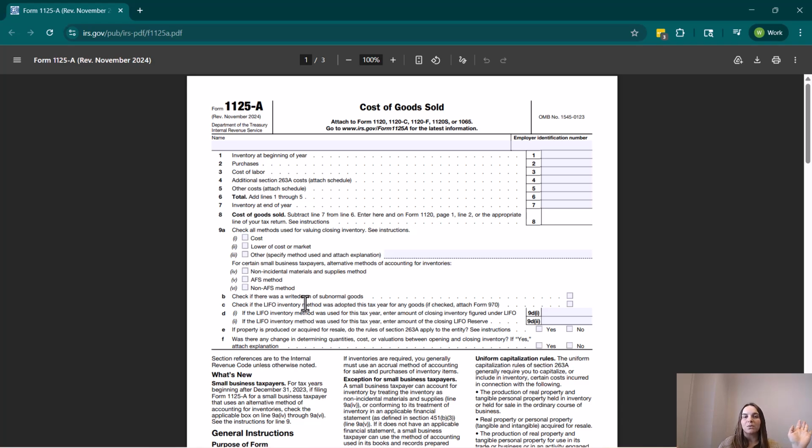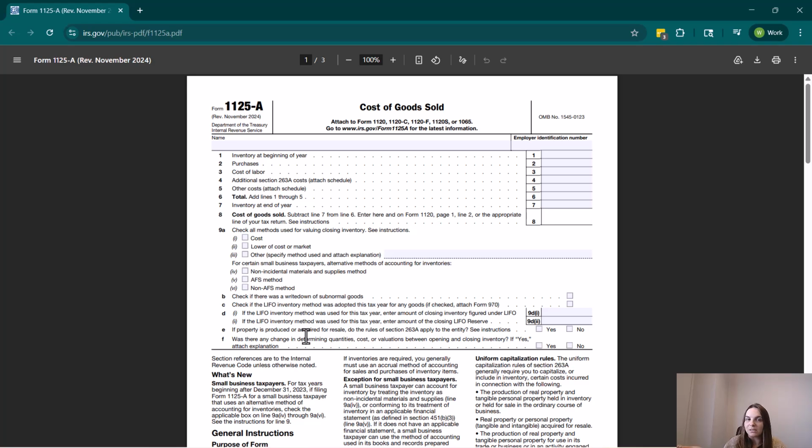And then there's also an averaging method. So there are some different inventory methods. This is just essentially asking you what's going on with your inventory? How are you doing it? E is going to ask about 263A, and then F is going to ask if there was any change in determining the quantities, cost, or valuations between opening and closing inventory.